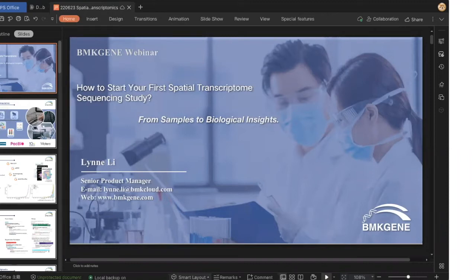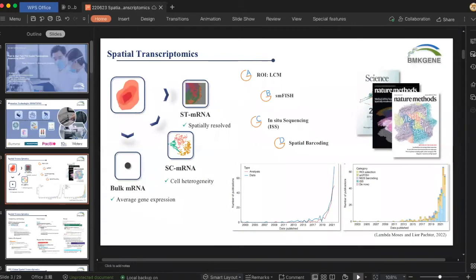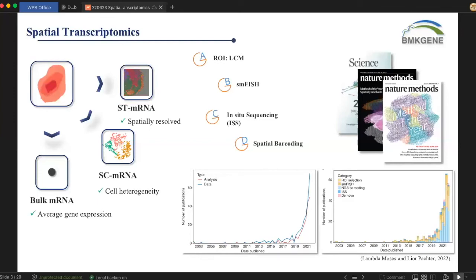Sorry. I will just go strictly into our topic today, the spatial transcriptomics. Sorry, it's just a small technical problem here. We have solved it.